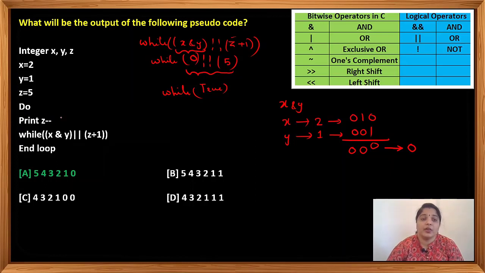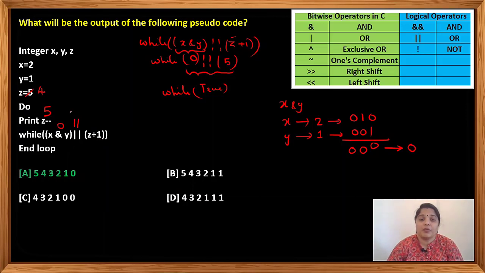Now we will evaluate the do-while loop. We have a print statement inside the do-while loop: print z minus minus. Z minus minus is a post-decrement operator. For a post-decrement operator, first the value is supplied, so the value 5 will be printed. Then the value is decremented, so now z is 4. And now it checks the loop condition again. This 0 doesn't change at all.